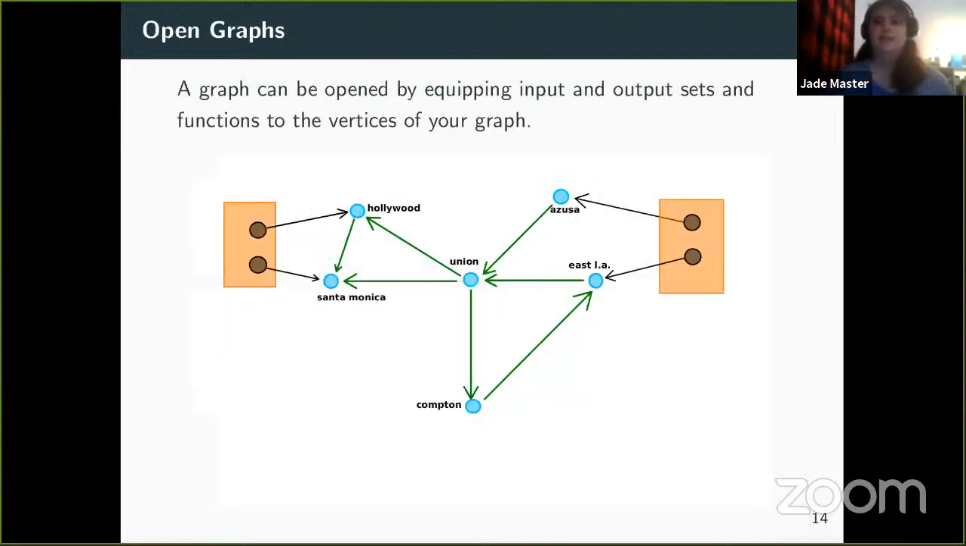But what John and I have been thinking about is, instead of thinking about closed systems, we want to open these systems up by equipping them with input and output boundaries. The way you can do that is you stick two sets on either side, and then you have functions which map the elements of those sets into the vertices of your graph. So here's an example of an open graph. Hollywood and Santa Monica are the left inputs, and Azusa and East LA are the right inputs of this graph.